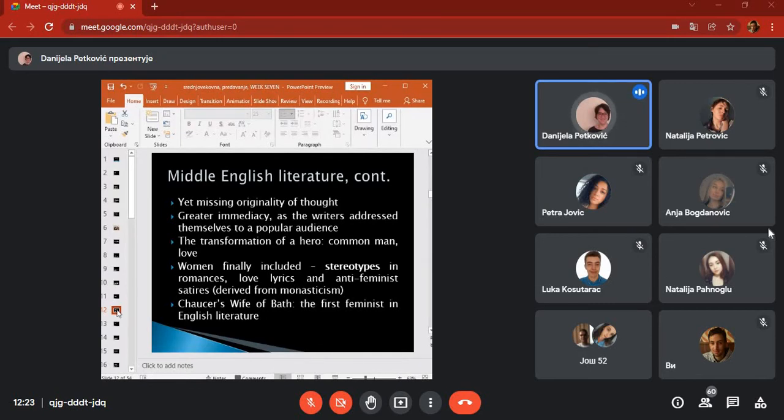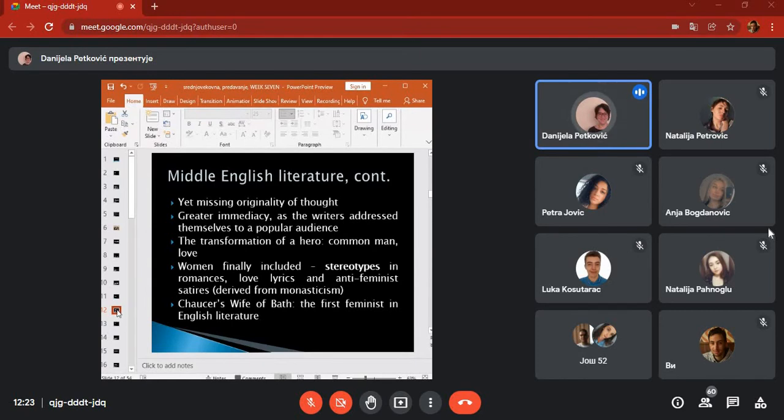Another very conspicuous change, another very conspicuous transformation, is the transformation of the hero. So now you do not get Beowulf, you do not get those broken, lonely warriors who voice elegies.